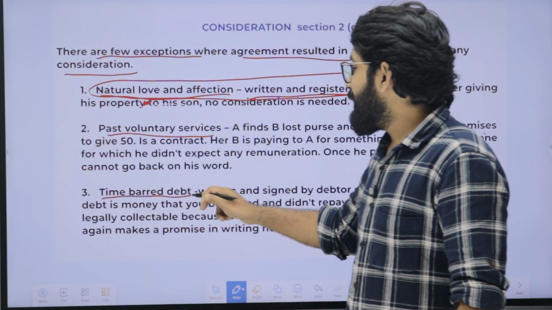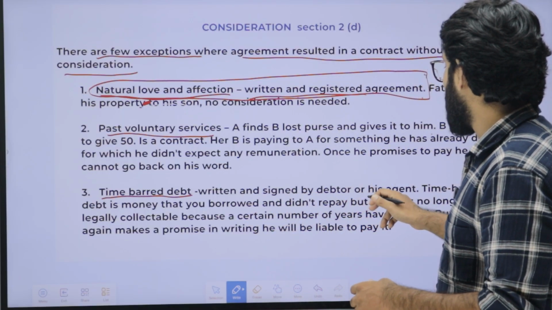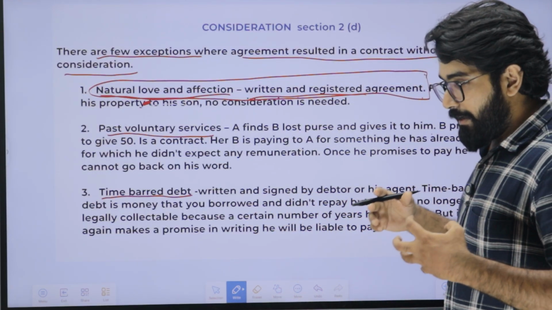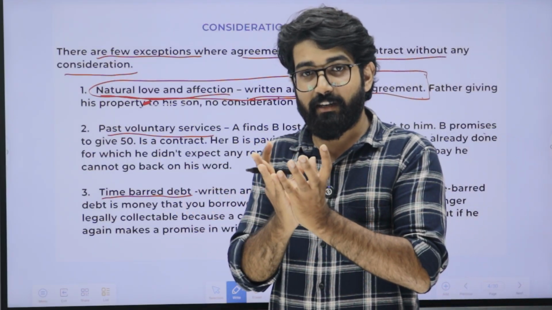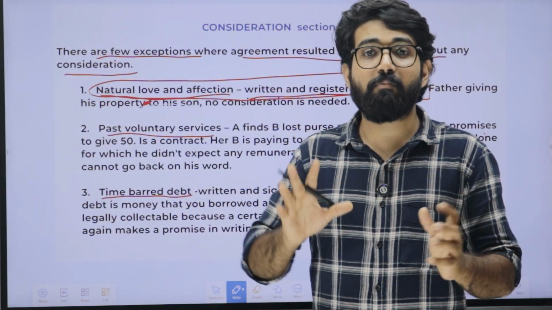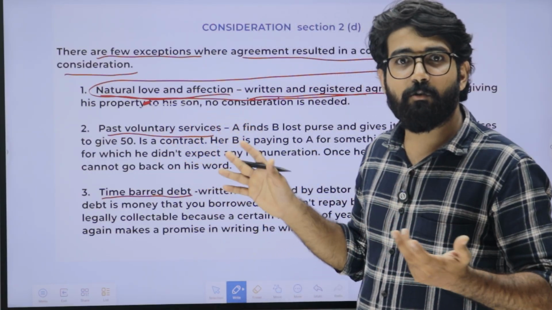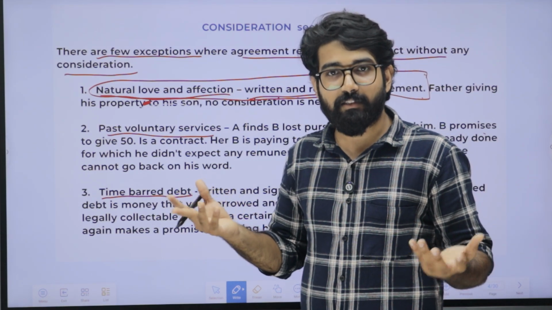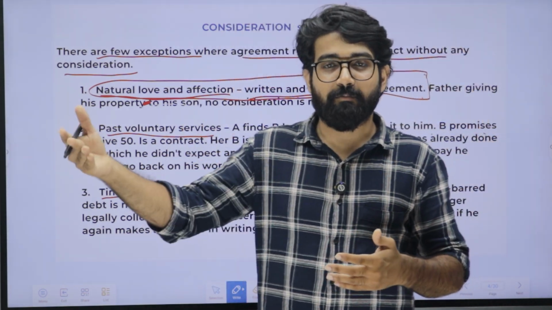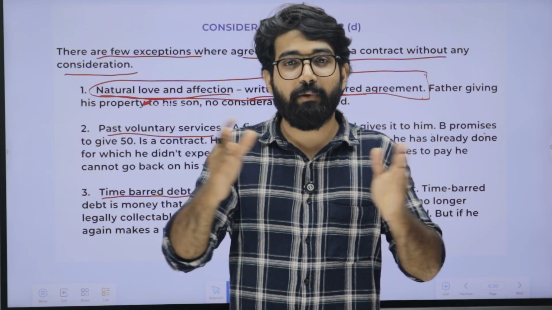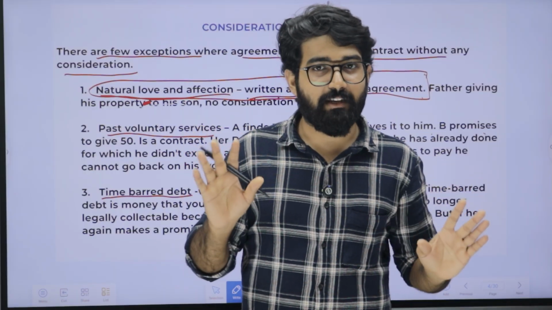Now, the next one is time barred debt, written and signed by the debtor or his agent. This is the situation in which the consideration in a contract is a time barred debt. So what is time barred debt? The question or passage will not mention what a time barred debt is. These are the things that you have to know. A time barred debt is any debt whose period of recovery is over. You may not understand that properly.